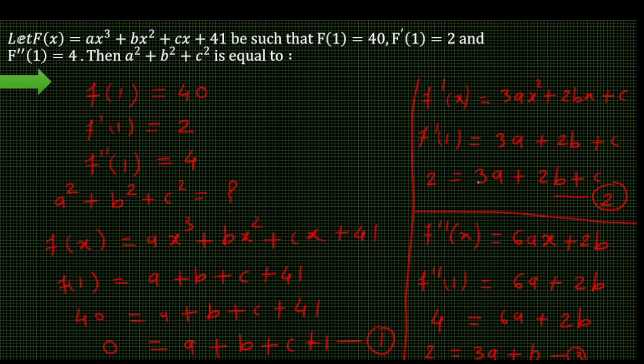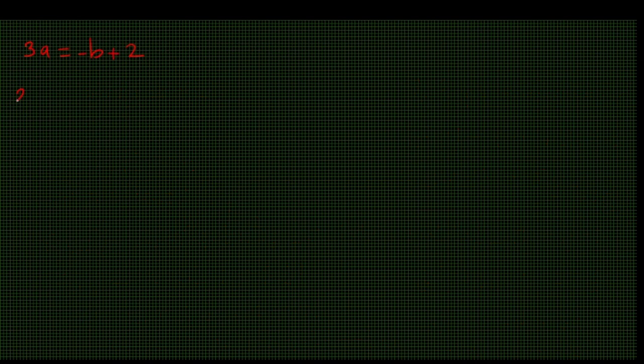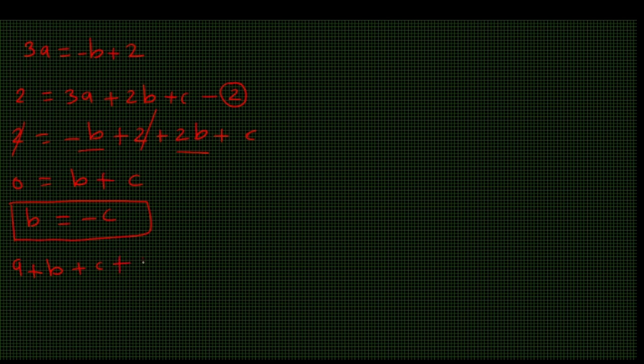Now 3a is equal to minus b plus 2, and we will put this 3a into equation number 2. So our equation 2 is 2 = 3a + 2b + c. On substituting the value for 3a, we get 2 is equal to minus b plus 2 plus 2b plus c. And minus b plus 2b will be b, and cancelling 2, we get b is equal to minus c.